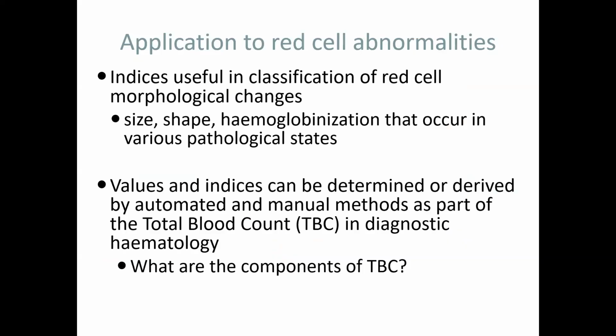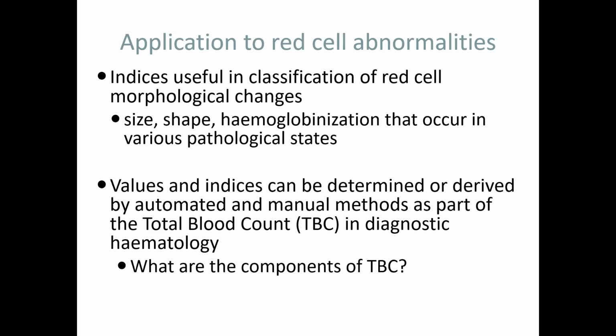So what is the use of knowing about red cell abnormalities? All these parameters we've been learning, these red cell parameters, indices and values, are useful in classification of these red cell morphologic changes. For example, when we are classifying some red cell disorders, we will base these classifications on the size of the red cell. If you have a low mean corpuscular volume, that will be a small red cell, and that will be a microcytic red cell.